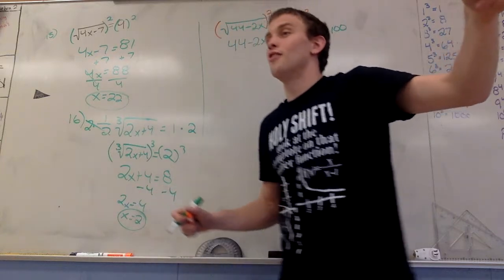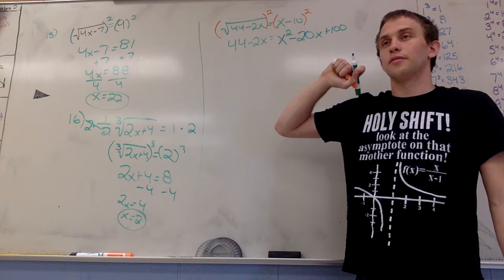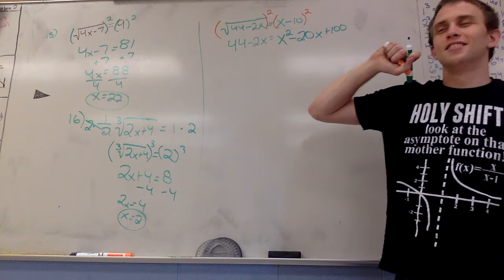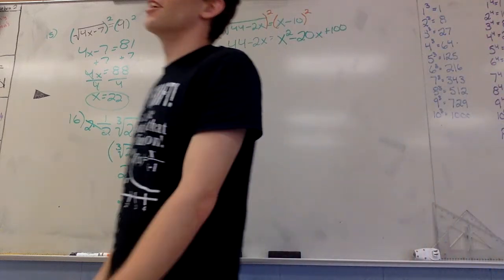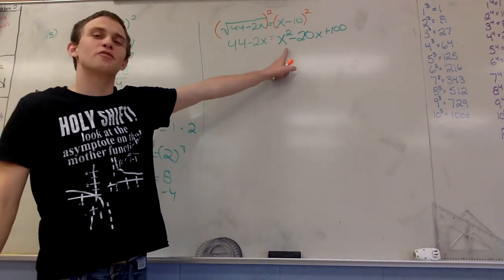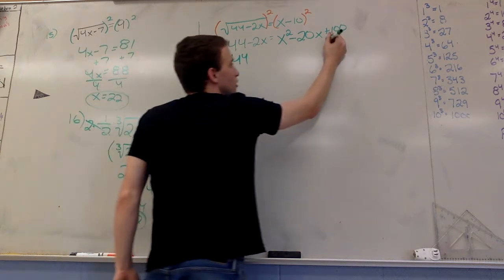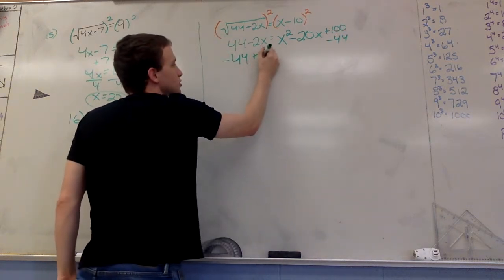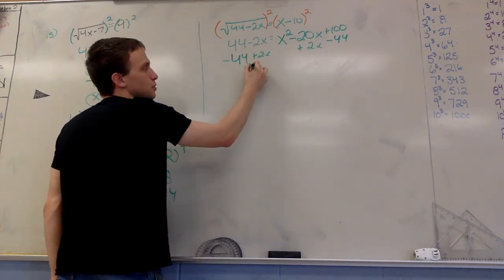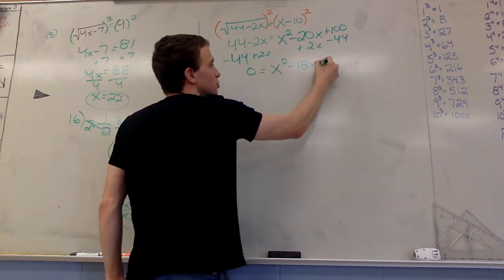It does matter. Why do I want everything on the right side as opposed to the left side? So we need our leading coefficient to be positive. So our leading coefficient stays positive when it's on the right side. So what I have to do is subtract my 44 and add 2x to both sides to bring everything to the right side. That gives me 0 is equal to x squared minus 18x plus 56.